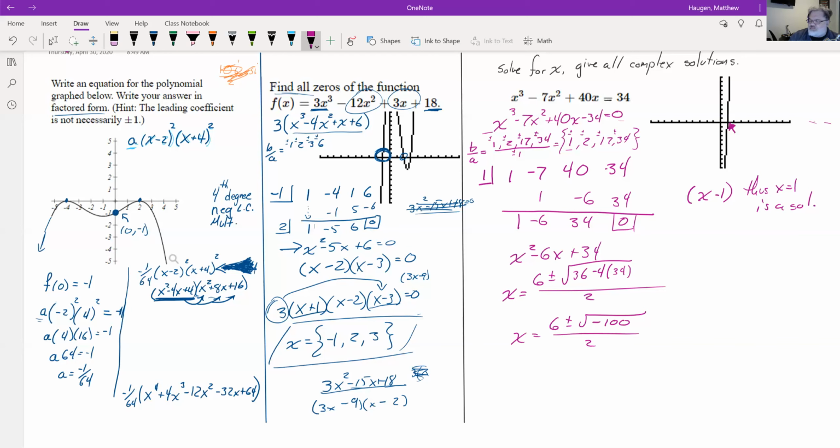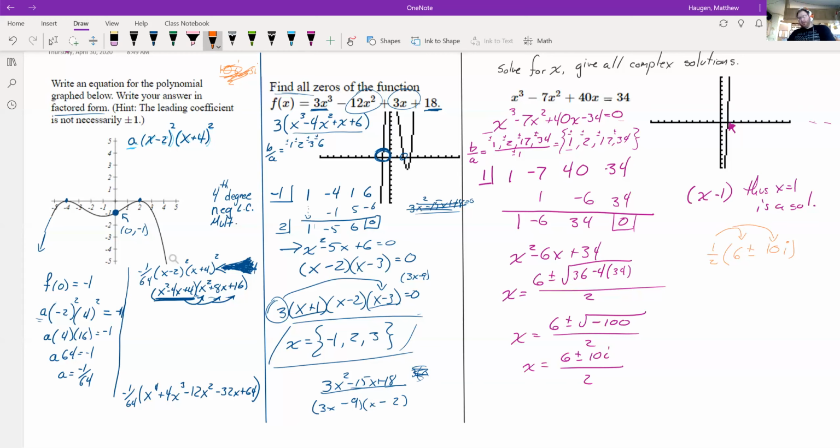Yep, okay, good. So x equals 2 plus or minus 10i over 2. And you were asking about this division. I like to remind people that there is no such thing as division. There is only multiplication. So this is really 1/2 times 6 plus or minus 10i. So you're really distributing that 1/2 to each term.